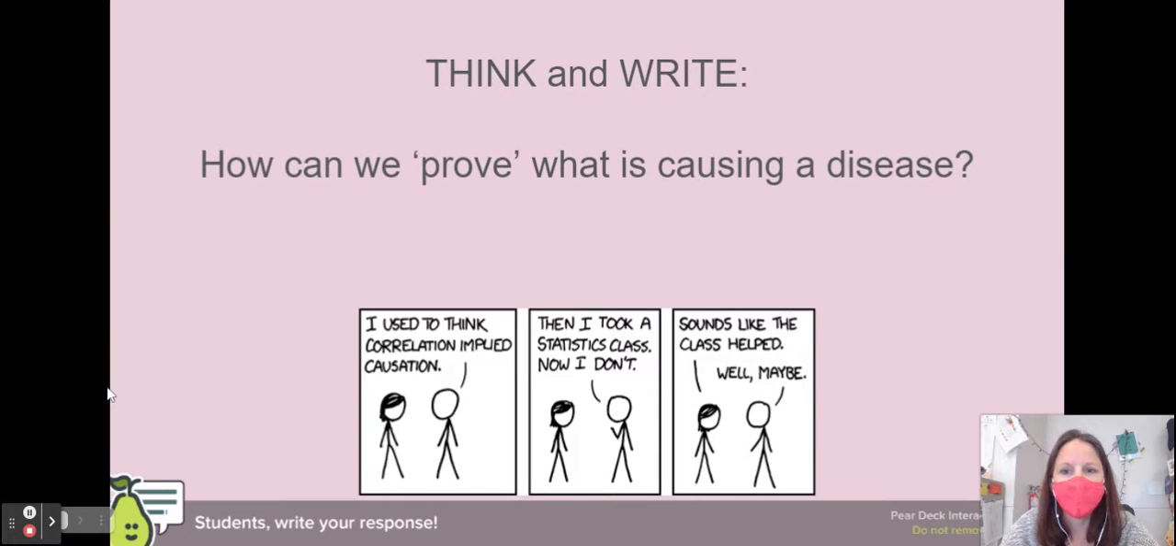The next question is, how can we prove what is causing a disease? So let's say we have reason to believe that X factor causes Y disease. What can we actually do to prove that that is happening, that there actually is a causation, a cause and effect relationship?